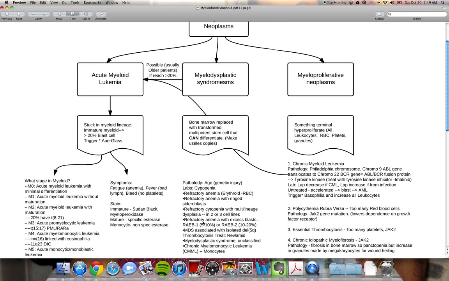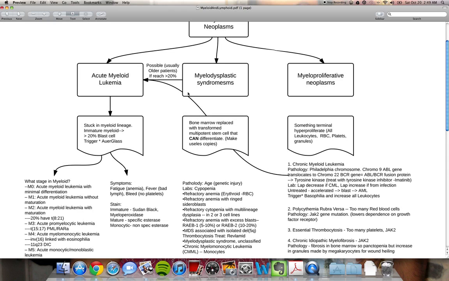Now, as you get up to 20%, we already talked about, once you hit 20%, what does that mean? That means now you're in acute myeloid leukemia, because that is the trigger word. So, if you reach 20%, you're now in acute myeloid leukemia. What does that mean? Myelodysplastic syndromes can become acute myeloid leukemias. Alright? So, here you can differentiate. But if you hit 20% blasts, now you're going to get stuck somewhere because you're in acute myeloid leukemia.